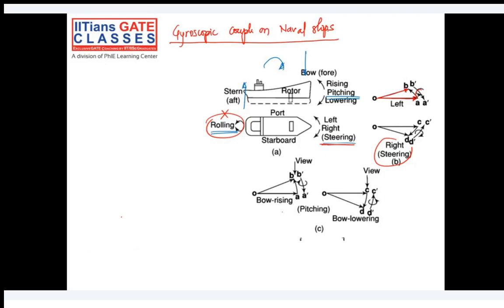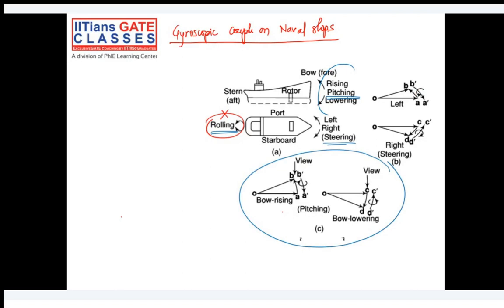Now let's try to understand this pitching situation, which is a little new. In the pitching situation, I'm showing here these two diagrams for pitching. The first diagram is bow rising. Assume your ship is moving with the bow up and the stern down, like that.